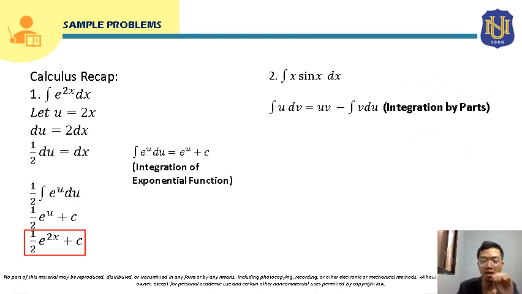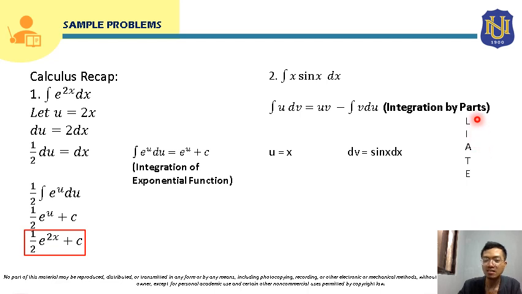Using integration by parts, our rule here is that we will assign a function to variable u, and we will assign a function to dv. To know what function we are going to assign to u, we will use LIATE. LIATE is an acronym. L stands for logarithmic functions, I stands for inverse trigonometric functions, A stands for algebraic functions, T stands for trigonometric functions, and E stands for exponential functions.